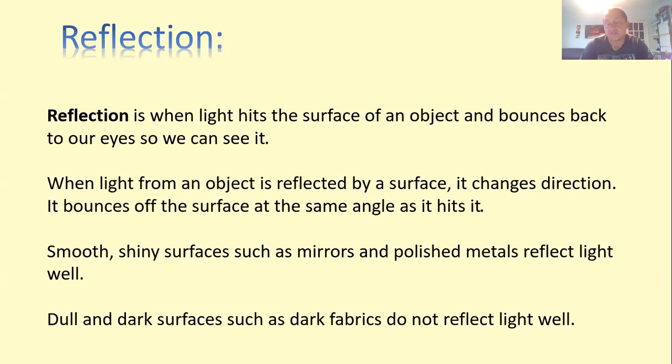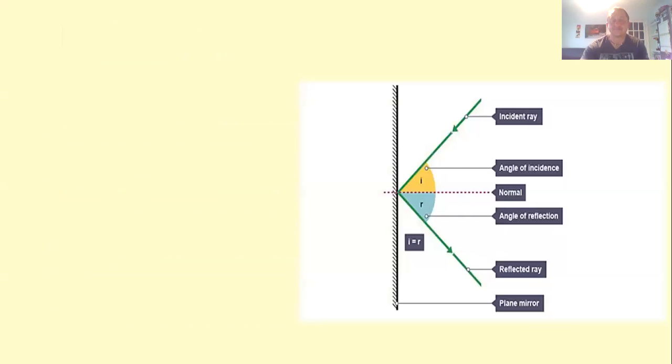But dull, dark surfaces such as black fabric, browns, wool, and rough surfaces aren't very good at reflecting the light because it does not bounce back in the same direction.